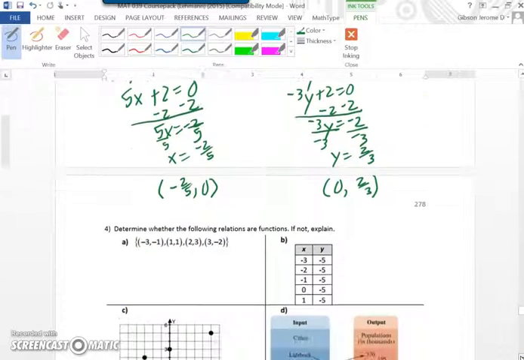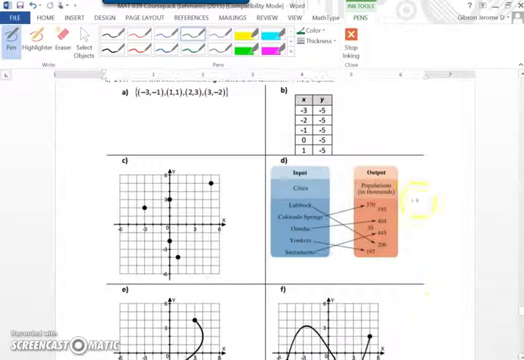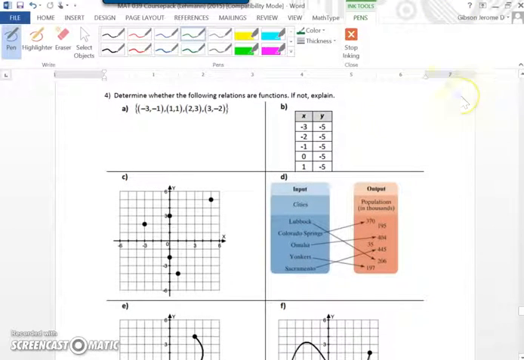It says determine whether the following relations are functions. If not, explain. Now, to be honest, I'm not going to look for necessarily an explanation when you all take your exam. I'm going to assume that you know it because the explanations are very simplistic. In order to determine if this is a function or not when you're dealing with ordered pairs, you just look at the x values. If any x's repeat, then it's not a function. But if all of them are different, it is a function. All x's are different, so it's a function.